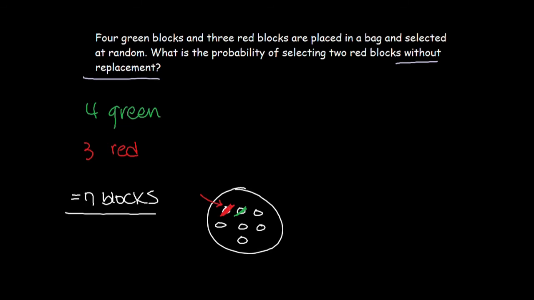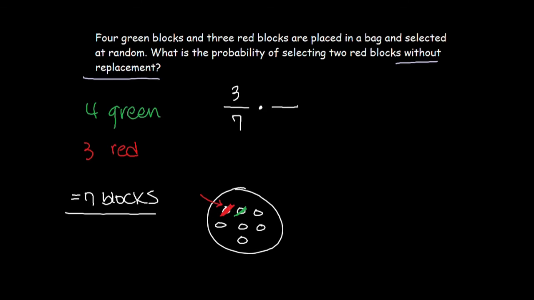So as I said, there are a total of 7 blocks. So what is the probability of selecting the first red block? How many red blocks are there? There are 3 red blocks. So out of the 7 blocks that you're given, the probability of choosing the red one is 3/7, because there are 3 out of the 7 blocks. Multiply.